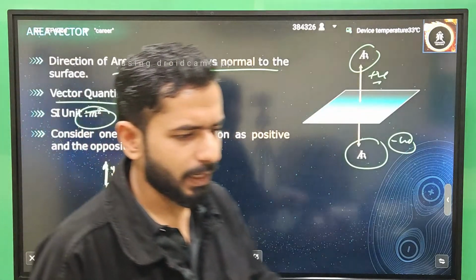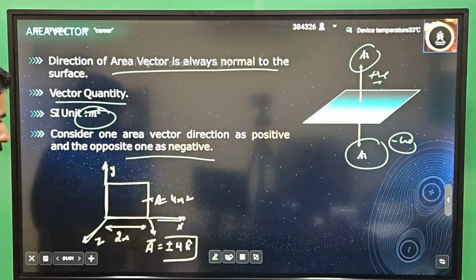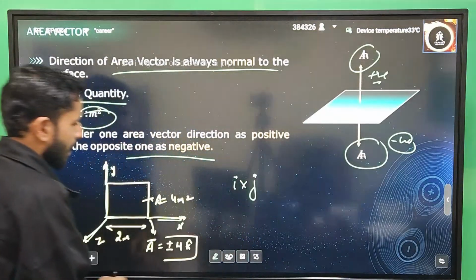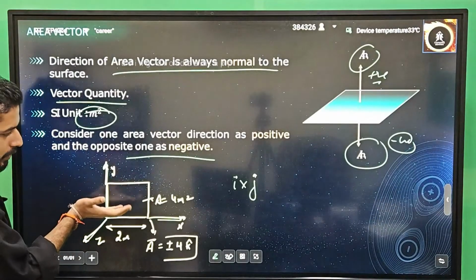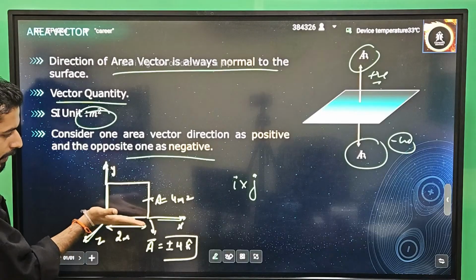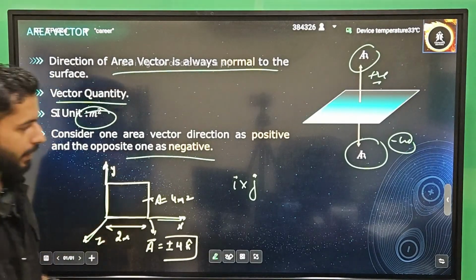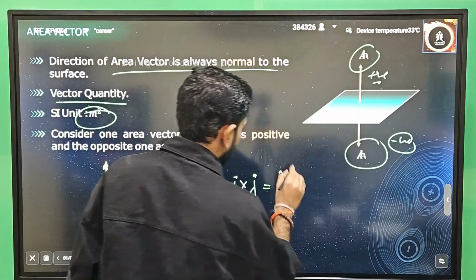Now I think all of you know how to do a cross product. In general, I am telling you: take your hand in the direction of i and curl your fingers towards j. What is the direction that you are getting? Can I say it is nothing but equal to k? It is nothing but equal to k.